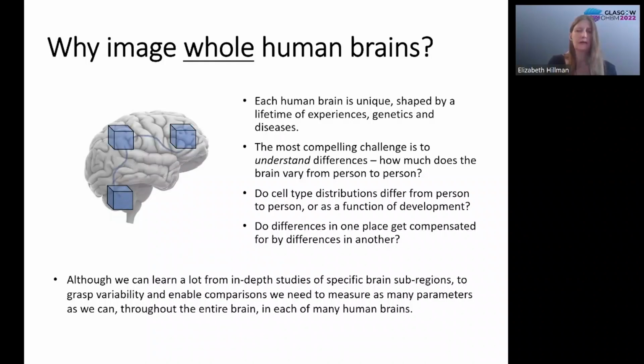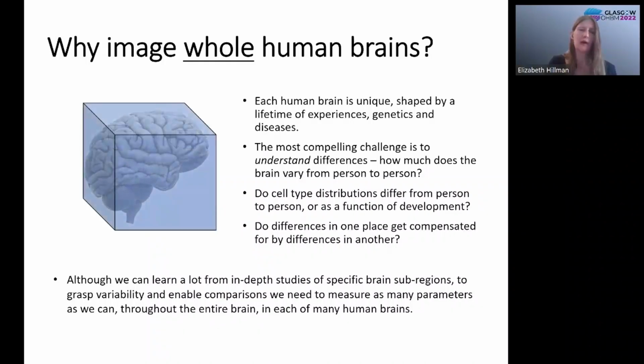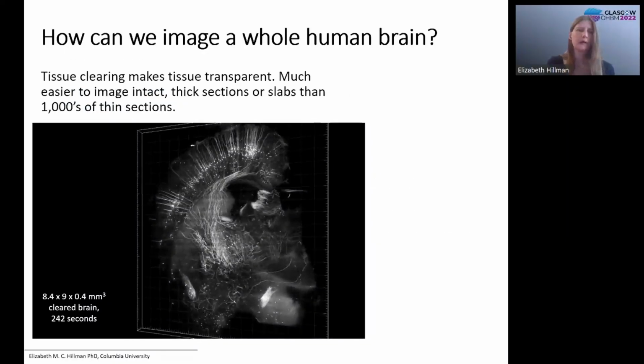And so again, the point here is to embrace the fact that there is this variability between the brains and not to seek to just generate some atlas that represents one average human brain. So how are we going to do it?